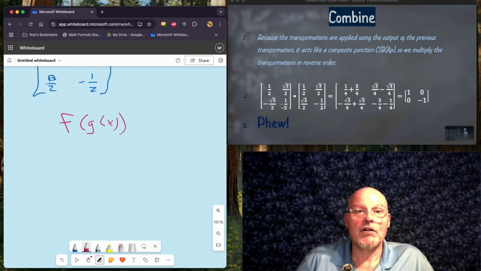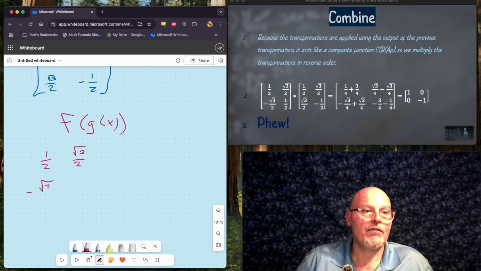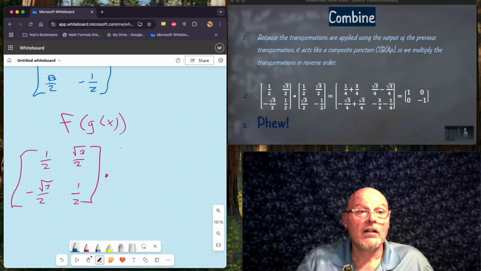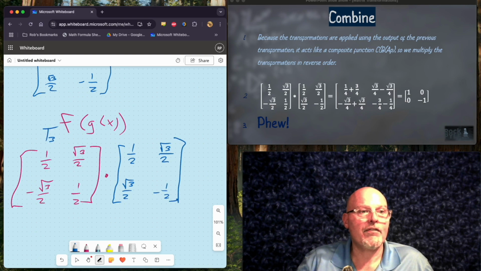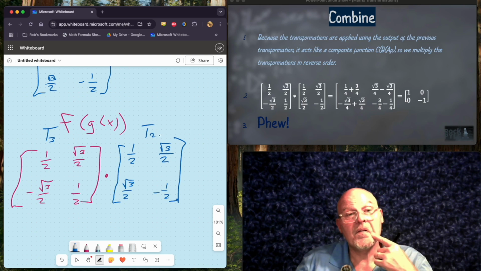So let's look at the first step we're going to do. We're going to take the final rotation, which was transformation 3, and multiply it by transformation 2. So we're going to have 1/2, root 3 over 2, negative root 3 over 2, and 1/2. That times 1/2, root 3 over 2, root 3 over 2, and negative 1/2. All right, you see where we got that? This is transformation 3. This is transformation 2.